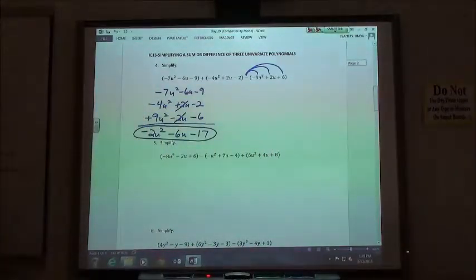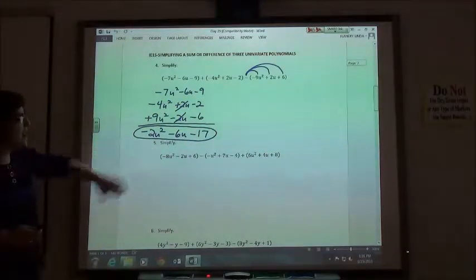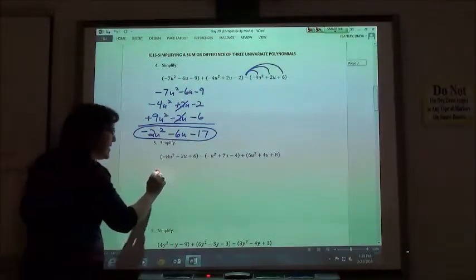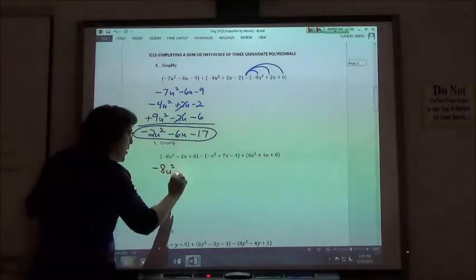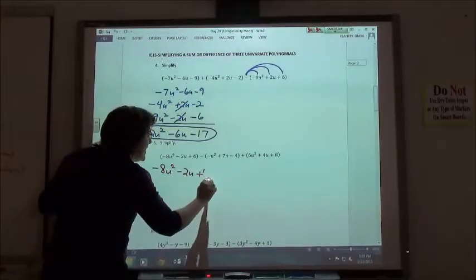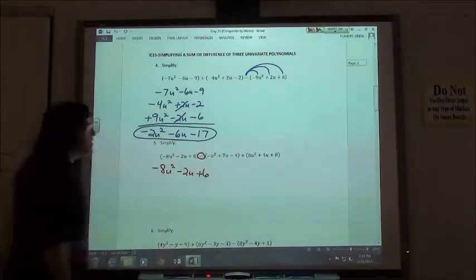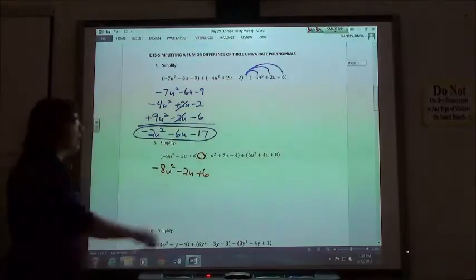Number 5, same kind of thing. The first set of parentheses doesn't have anything in front, so it's just going to stay the same: negative 8u squared minus 2u plus 6. This one has the minus in front, so I've got to distribute that negative.